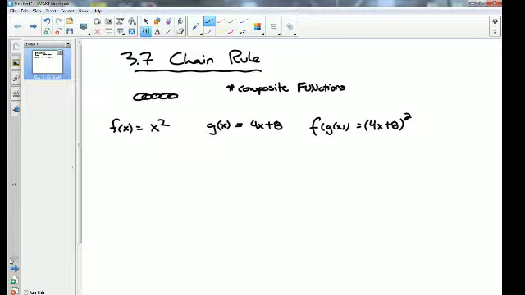The chain rule is just a combination of this rule here and this rule here. So we're chaining those together, right? So what is the derivative of f? And the derivative of g? Okay, the question would be, what is the derivative of f of g of x?